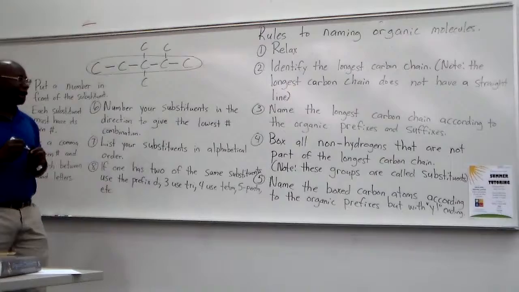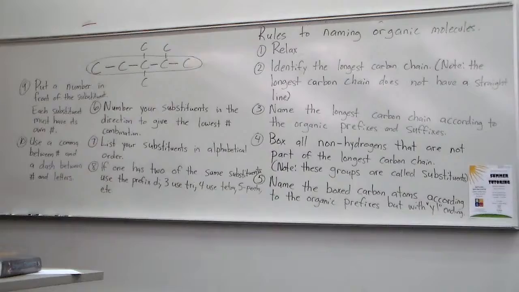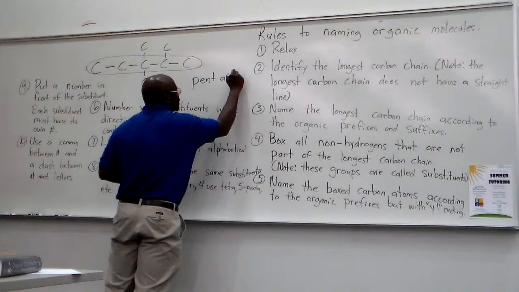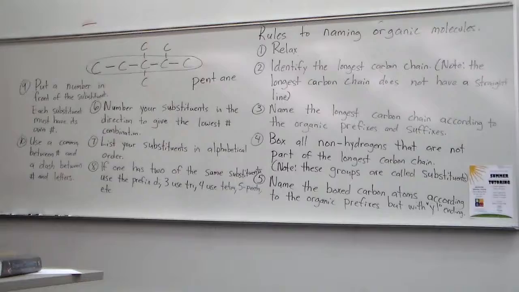You're going to name the molecule according to organic prefixes and suffixes. What name goes with 5? Pent. What type of carbon bonds do we have? Single: pentane. The longest carbon chain is referred to as our parent name, our base name. Next, we're going to box all non-hydrogen atoms that are not part of the longest carbon chain. Basically, there are going to be 3 groups not part of the longest chain. We're going to box those.